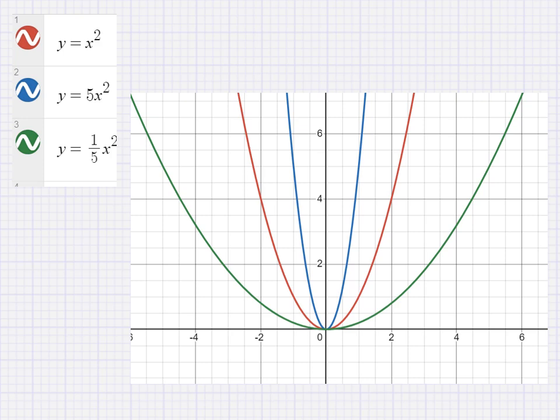3 functions. The red is your basic x squared. The blue is 5x squared, so I multiplied that by a 5, which is bigger than 1. And then the green is 1/5 x squared, so I multiplied that by a number between 0 and 1. And look at the 3 graphs. So first we have the basic red x squared. That's your simple parabola. But then comparing the blue to the green, the blue is a far skinnier parabola.